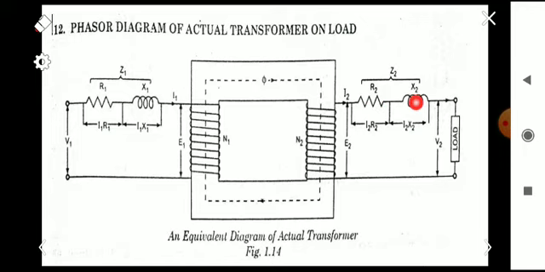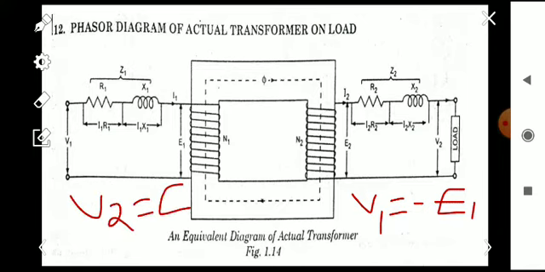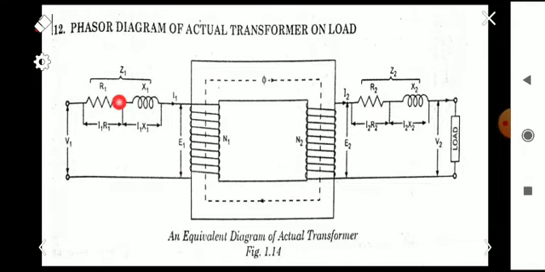R2 and X2. But in the case of an ideal transformer, we assumed that V1 is equal to minus E1, and also V2 is equal to E2, but here it's not the case. There will be some losses in the primary and also in the secondary. So we can represent the equations like this: the applied voltage V1 will be equal to minus E1 plus I1 R1 plus j I1 X1, that is the voltage drop across the components R1 and X1, and the secondary induced EMF E2 is equal to V2 plus I2 R2 plus j I2 X2.